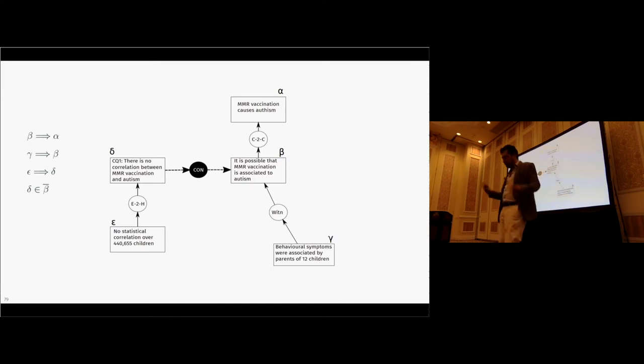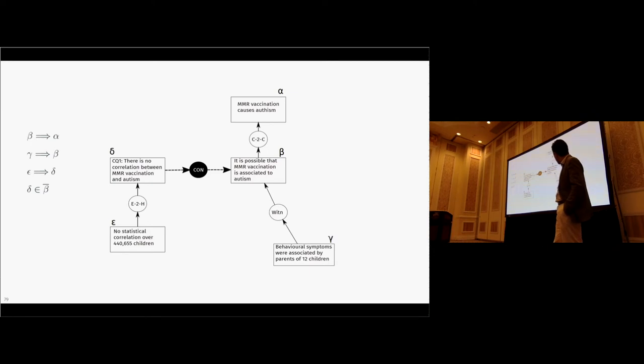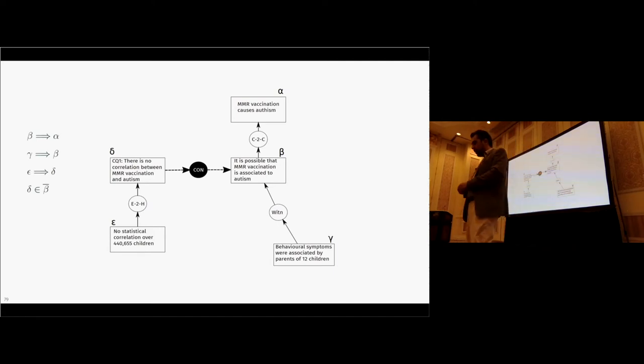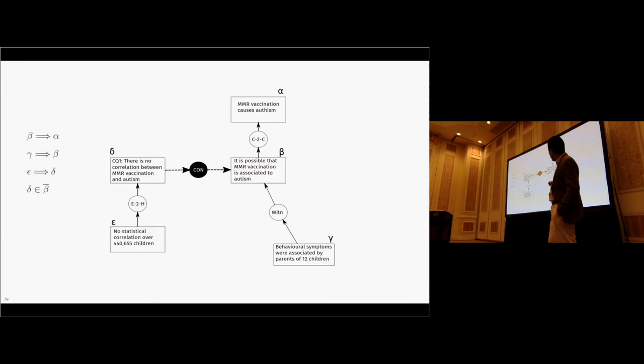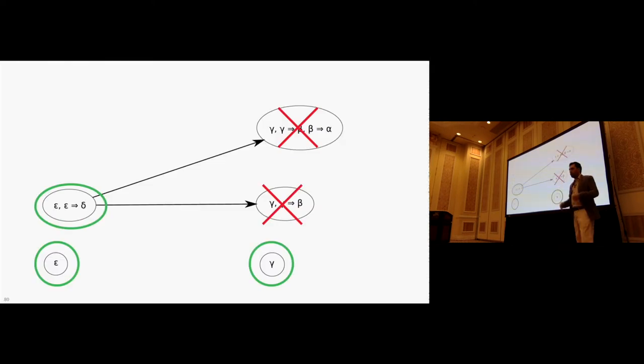way to tentatively prove that there might be some correlation based on 12 children. This is the infamous Wakefield paper, but then we have a much stronger analysis that says that there is no correlation whatsoever between MMR vaccination and autism. We take this one, we transform it into logical rules. These logical rules can be used in an ASPIC+ type of system. We created a Dung's argumentation framework. Now we can compute the semantics extensions.